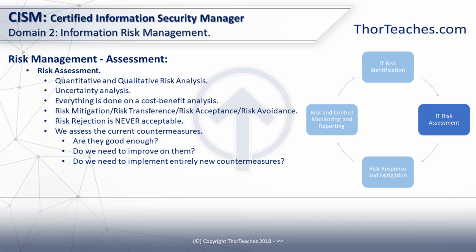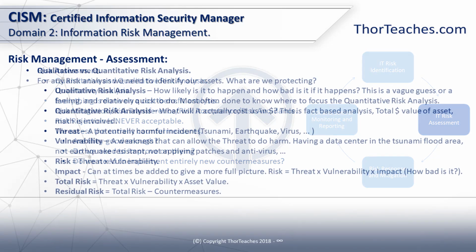And then the final and never acceptable option is risk rejection. We know the risk is there, and since we have done at least our job, we have the paper trail to prove it, but we just kind of ignore it. That is never okay. And in the risk assessment, we would also go in and assess the current countermeasures we have in place. Because very, very rarely, we would start from a blank slate. But we would identify how good are the current countermeasures. Are they good enough? Do we need to improve on them? Or do we need to implement entirely new countermeasures?